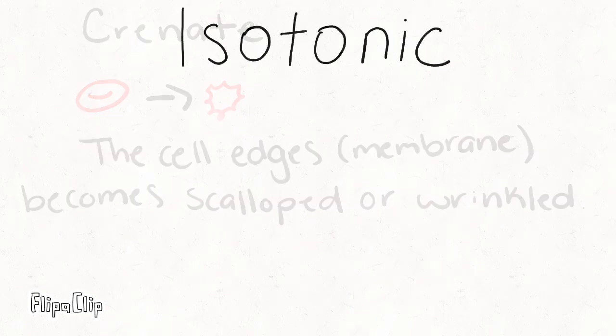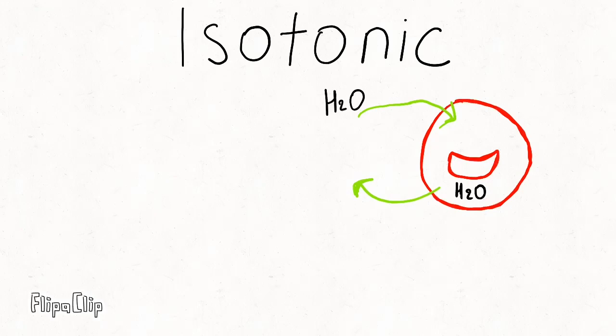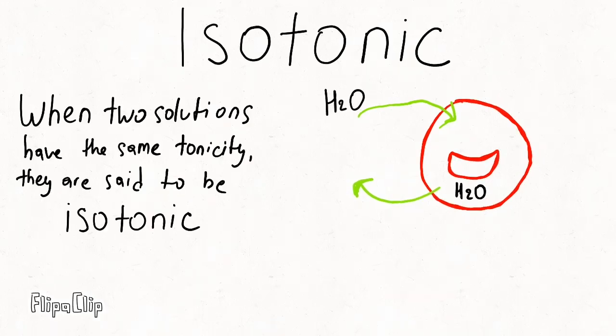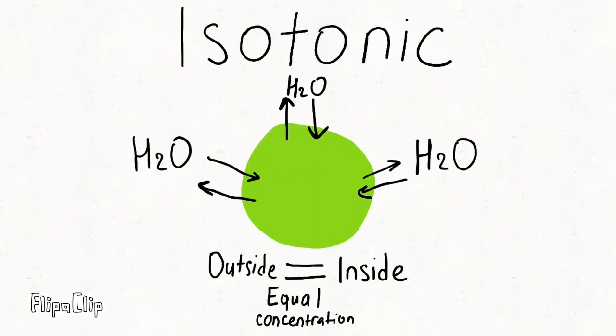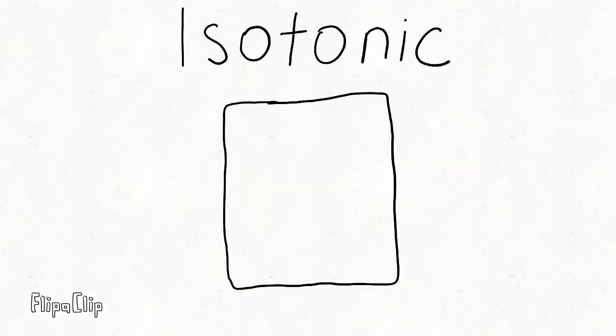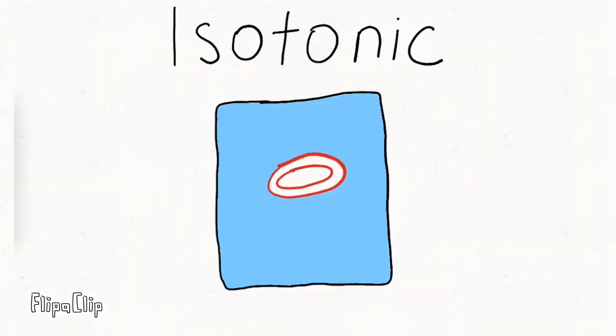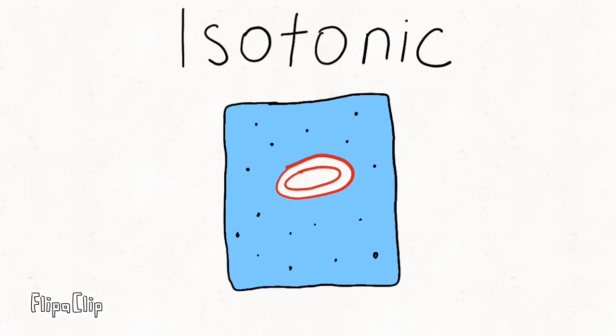In biology, tonicity refers to the relative concentration of solids in two solutions separated by a semi-permeable membrane. When two solutions have the same tonicity, they are said to be isotonic. In an isotonic solution, the concentration of solids is the same both inside and outside of the cell. As a result, cells placed in an isotonic solution maintain their shape and volume.